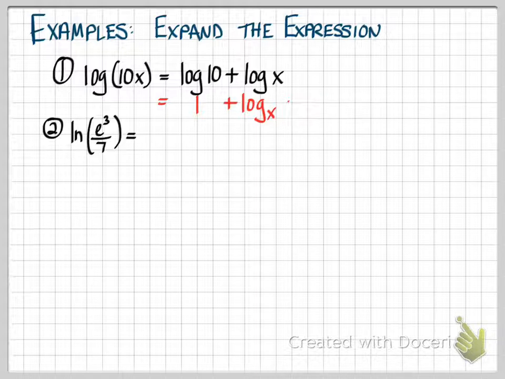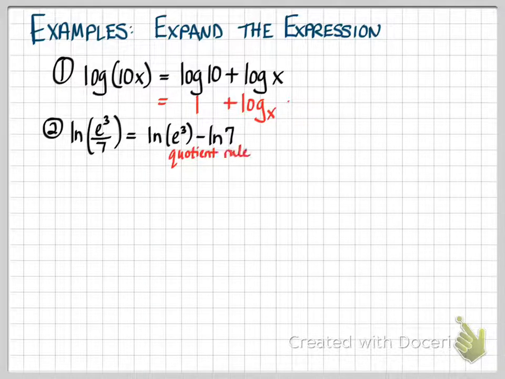Question 2 is a little bit more complicated. It's natural log, but what's good is the natural log, again, follows the same rules as the log, except the base is now e. We're going to start with the quotient rule and separating this into a subtraction problem: natural log of e to the third minus natural log of 7. Then, after using the quotient rule, we'll go a step further with the first part and use the power rule to drop the 3 in front.